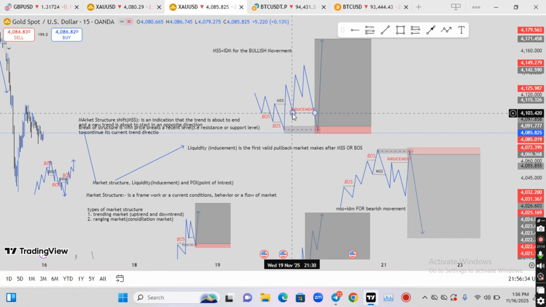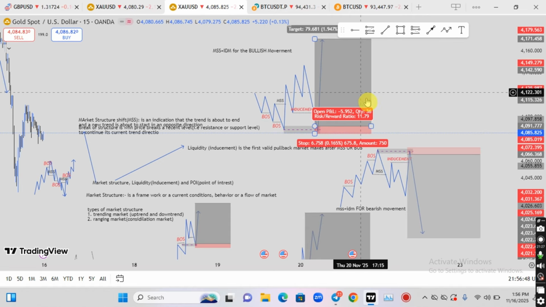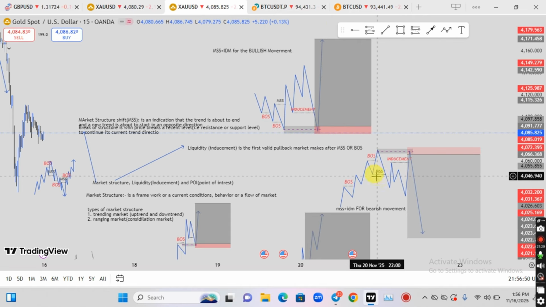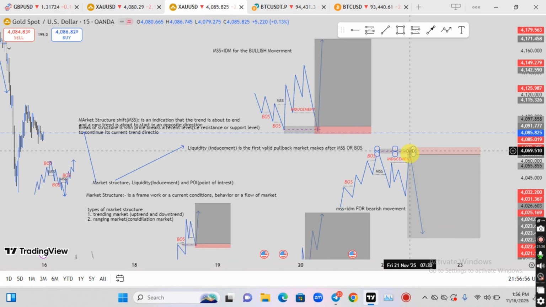For this pullback to be valid, it must cover at least 50% of the last move. This was the last move of the IDM, so it covered more than 50% here. Then it pulled back to my point of interest and moved. The same thing here. After I break MSS here, the first pullback was here, and then it covered at least 50% of it before it moved back to my point of interest. It now triggers a sell, right?